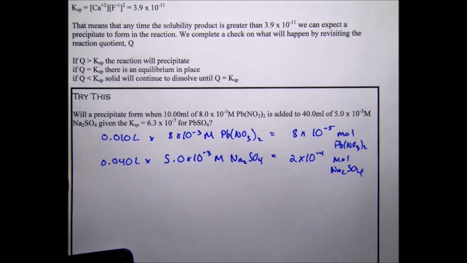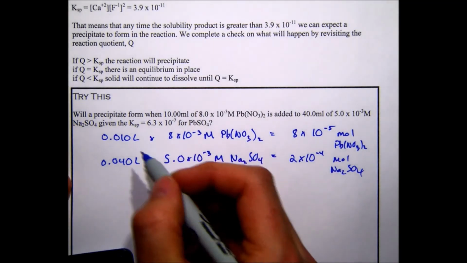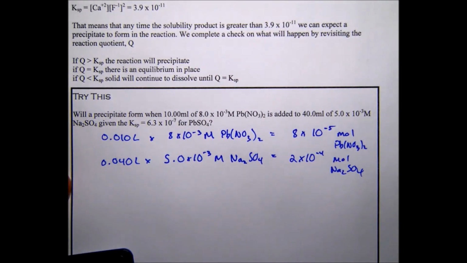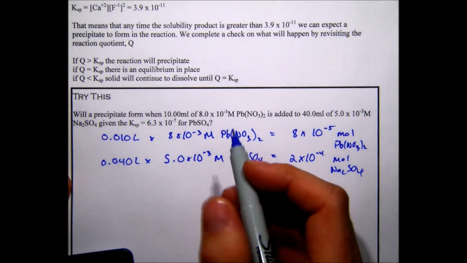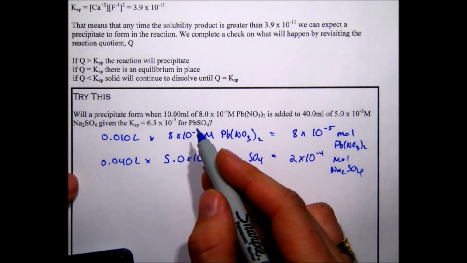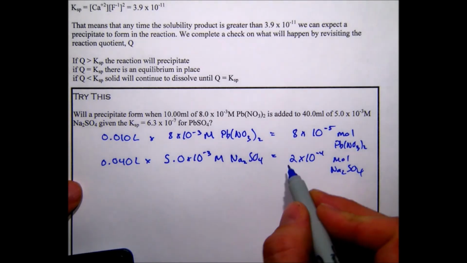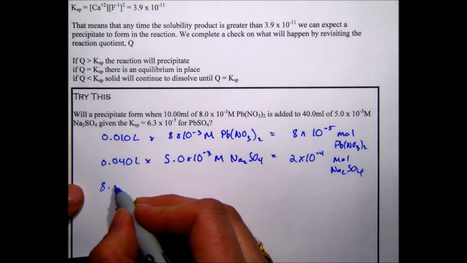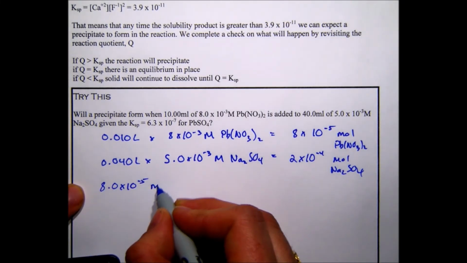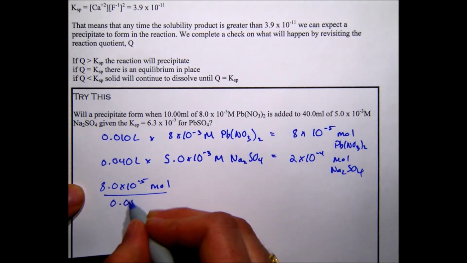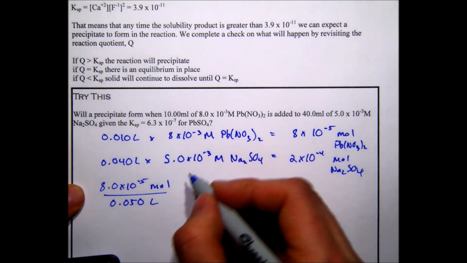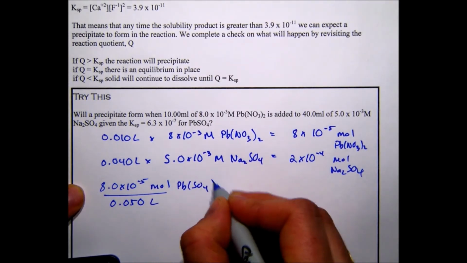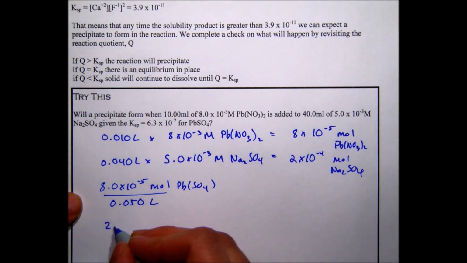So when you work through that, you can actually see that the moles are given with respect to the volume that they were delivered in, but then after the fact, we know that we have to include the total milliliters in this solution. So what I'm going to do is 8 times 10 to the negative 5 moles in 0.050 liters. And that's for lead sulfate. Do the same thing for the other one.